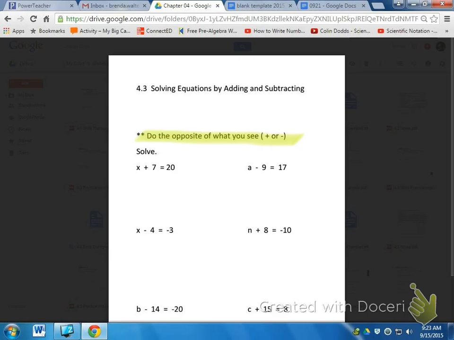On all of these, and you want to write this down up here, is get the variable alone. That's what solving means, is we will figure out what the variable stands for, because they don't tell us. They tell us other things with the variable, and they put an equal sign. It makes it an equation, but we want to get the variable alone. So we're going to do the opposite of what we see.